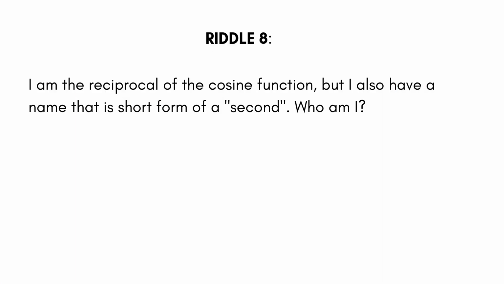Riddle 8. I am the reciprocal of the cosine function, but I also have a name that is short form of a second. Who am I? Answer. Secant theta is equal to 1 by cos theta.